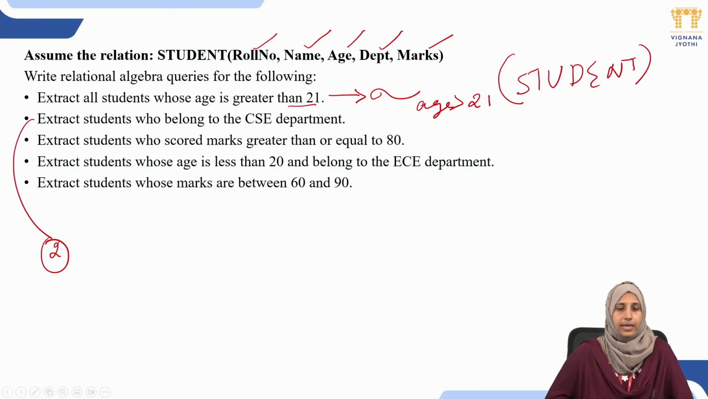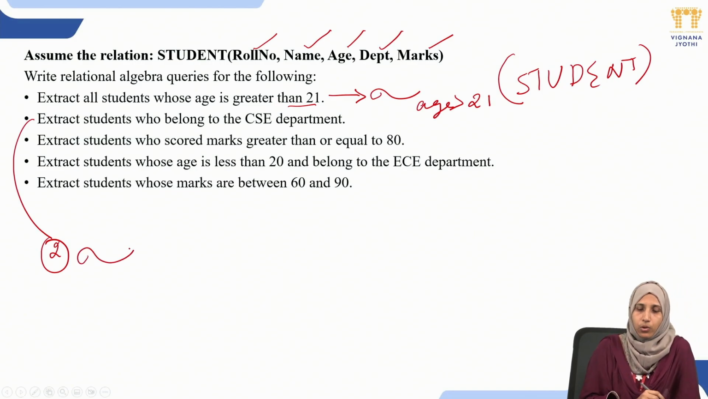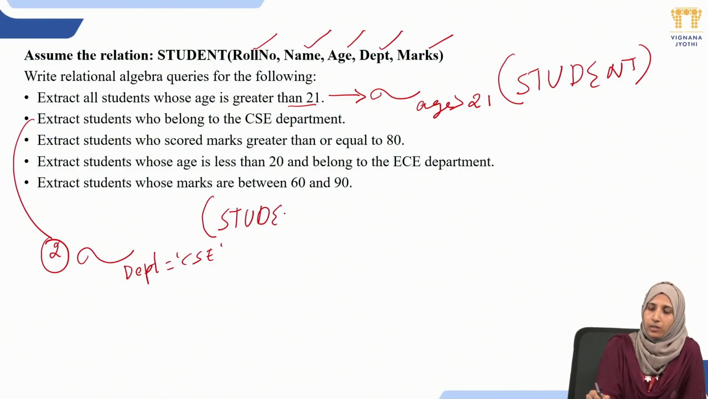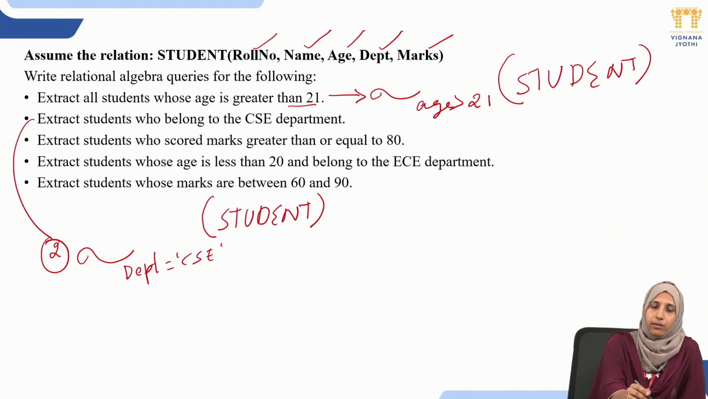Second one. What is the question? Extract students who belong to CSE department. Start by writing the selection symbol. What is the department name? DEPT equal to CSE. Since it is varchar data, you always have to make sure that the values you are writing are under single quotes. Inside the bracket, you write the name of your relation, student. This is how you write the relational algebraic query for the second one.